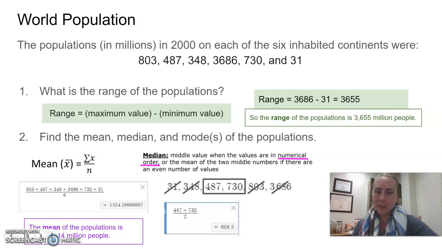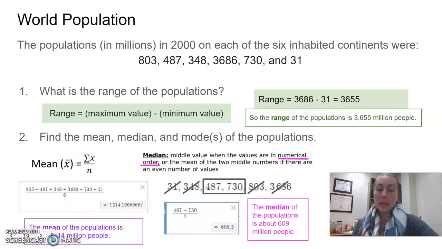So 487 and 730, that's not very intuitive. If the number was like 16 and 18, I know what's in the middle of 16 and 18. It's 17. But these numbers are really big, so we can take the average if we're not quite sure intuitively what number is exactly in between these 2, by adding them up and dividing by 2. So 487 plus 730 divided by 2 is equal to 608.5. So the median of the populations is about 609 million people if we rounded to the nearest million.